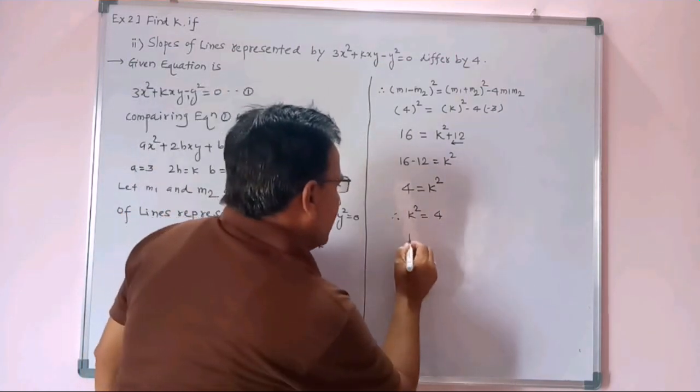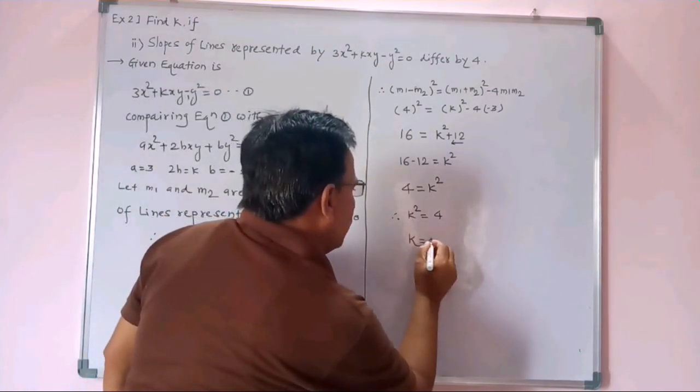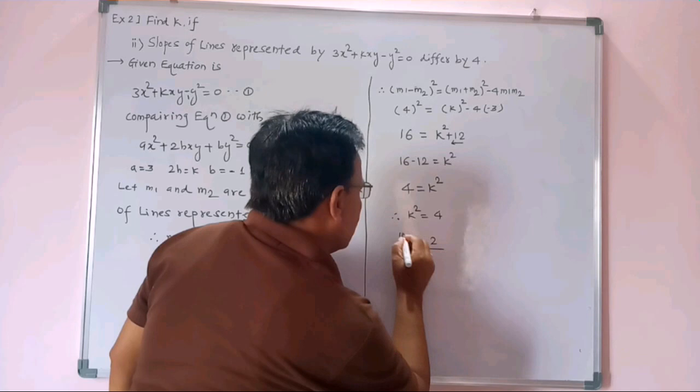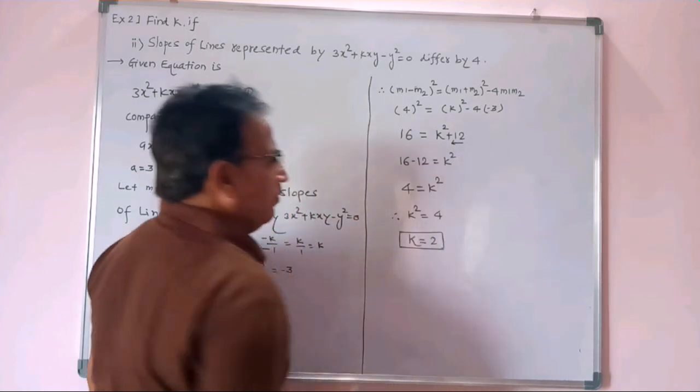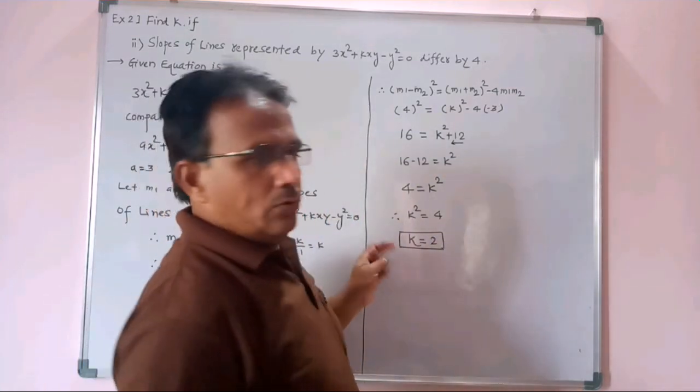Taking the square root on both sides, k equals 2. The square root of 4 is 2. Therefore, the value of k is 2. Do you understand?